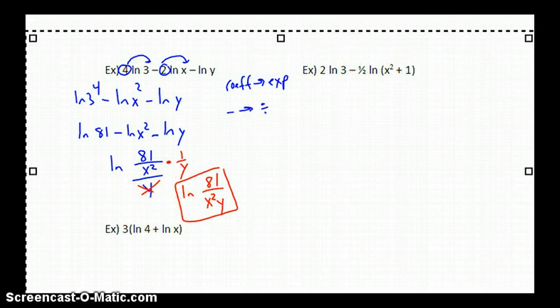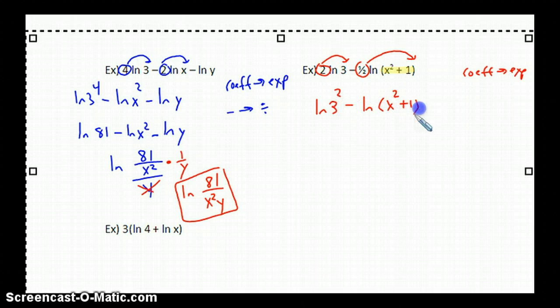Okay, keep in mind with this next problem we have a binomial, so we don't want to break that up. We don't want to separate that. What I want to do first is take my coefficients and write them as exponents. So this 2 would get moved as an exponent, and this 1/2 would get written as an exponent as well. So we're going to change coefficients into exponents first. Natural log of 3 squared minus the natural log of this binomial being raised to the 1/2. Make that a little bit nicer. Now, one of the things I can do is actually do 3 squared. That's the natural log of 9.